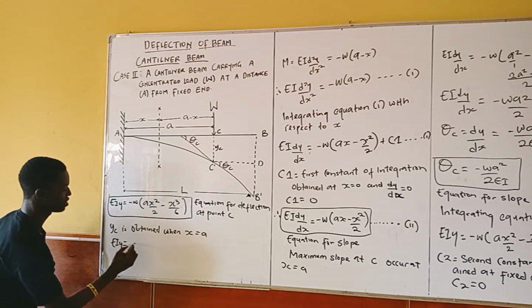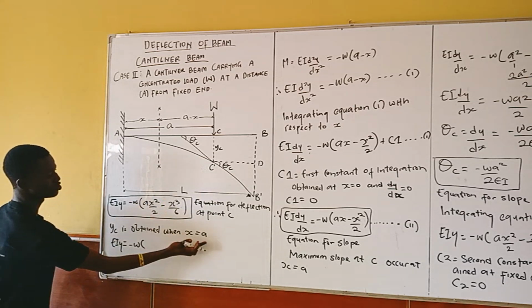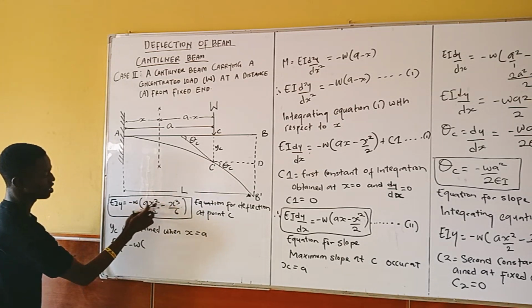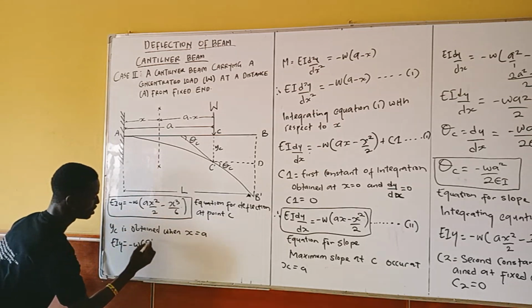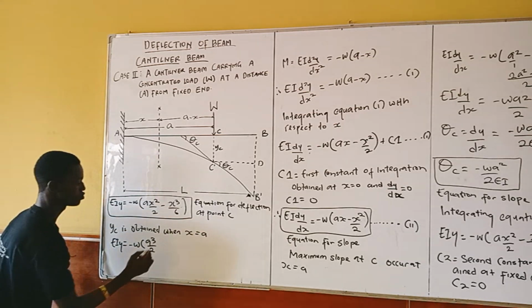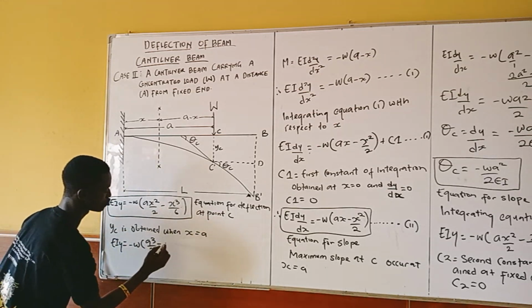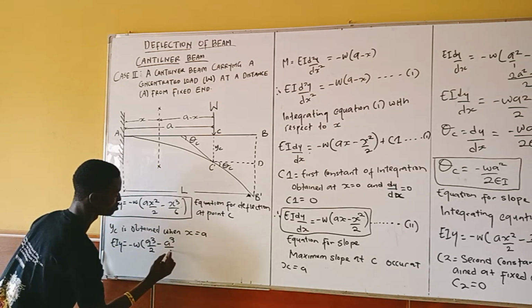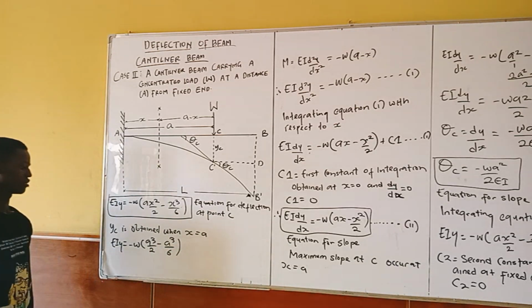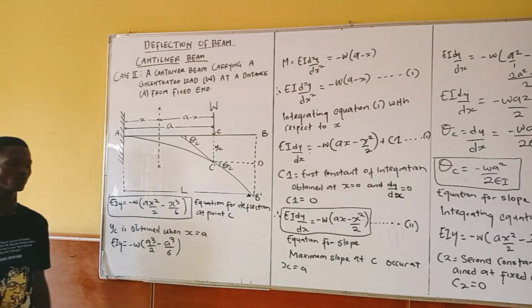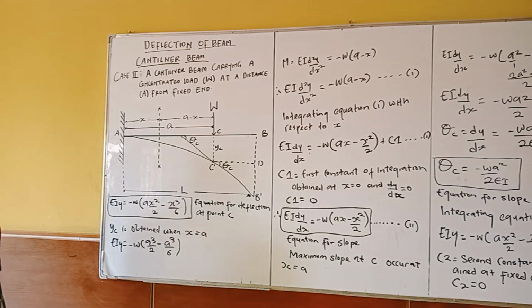EIY equals minus W. Here my X is going to be A. So A squared multiplied by A is going to give me A cube over 2, minus, at this point, A cube over 6. So now this is what I'm left with. I hope you guys understand and you are following me.